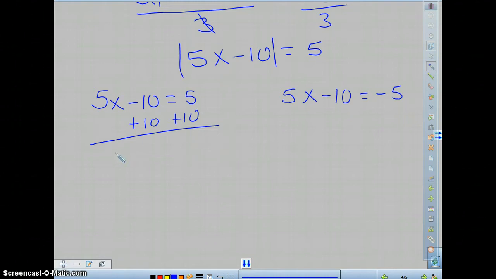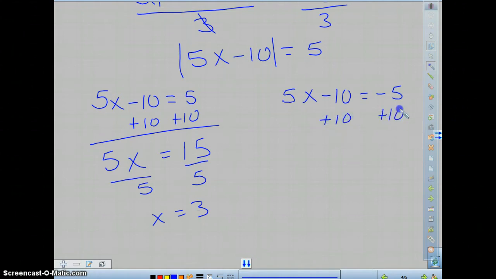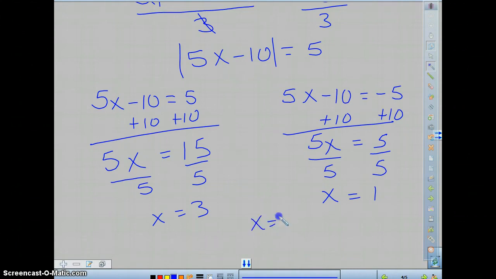All right, so here we go. We've got 5x equals 15. Divide by 5, divide by 5, x equals 3. That's one of our answers. Let's go work this other one. Plus 10, plus 10. 5x equals 5. Divide by 5, divide by 5, x equals 1. So it looks like our answers are going to be x equals 3 and 1.